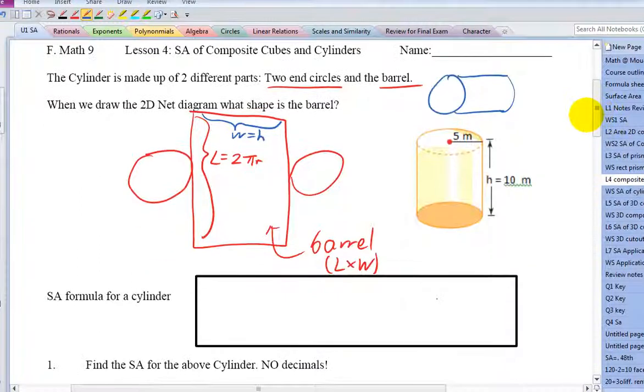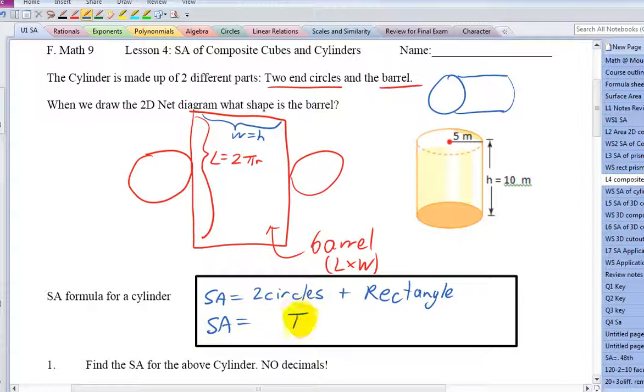So for our formula, the surface area equals two circles plus one rectangle, or the barrel. One circle is pi r squared, and we need 2 pi r squared for two circles. Now rectangle is length times width, so we'd have 2 pi r times h, 2 pi r h.